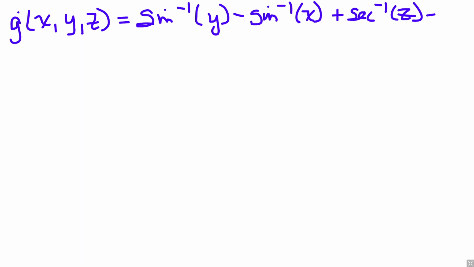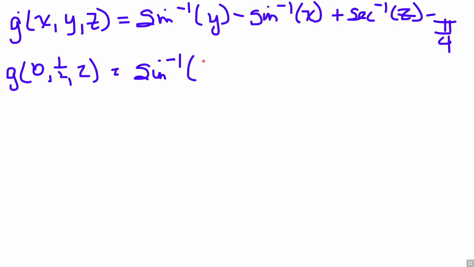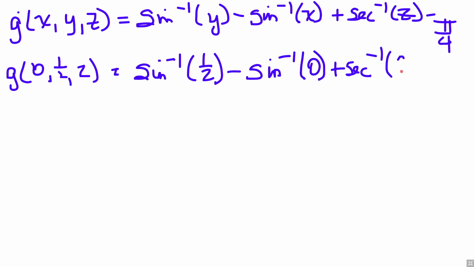Pi over 4. Right. We're going to put pi over 4 there. Okay. So now what we're going to do is evaluate this function at the point (0, 1/2, 2). So if we do that, we're going to have the sine inverse of 1/2 minus the sine inverse of 0 plus the secant inverse of 2 minus pi over 4. Okay, so what is the sine inverse of 1/2?